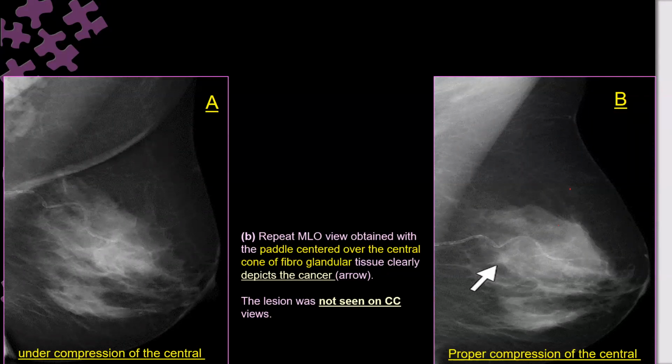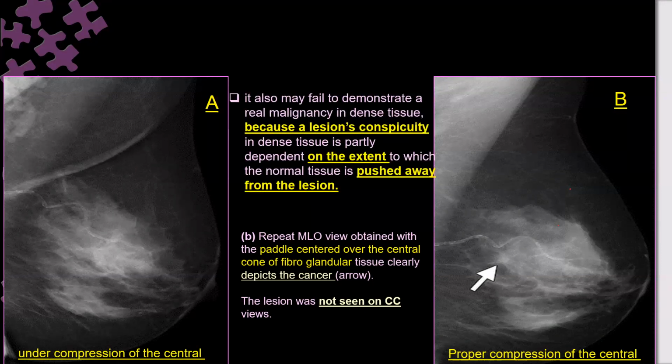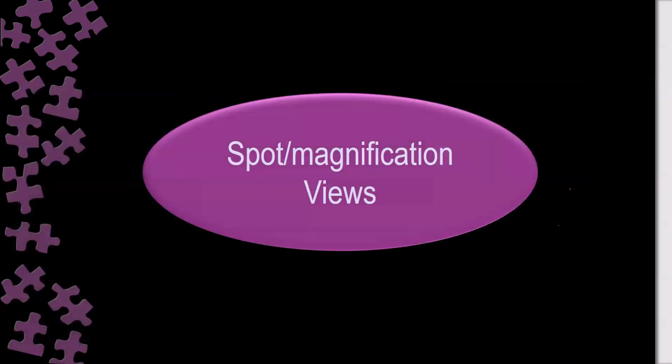That is why there was a hidden cancer depicted when they corrected the compression. Without even doing spot magnification, they just corrected the compression for the whole breast. We could push away the normal parenchyma and we could visualize the lesions. Is it clear? So that is the importance of compression and the spot compression view.